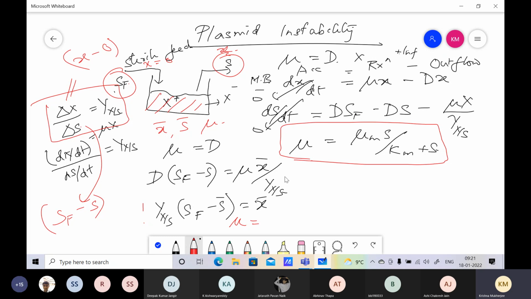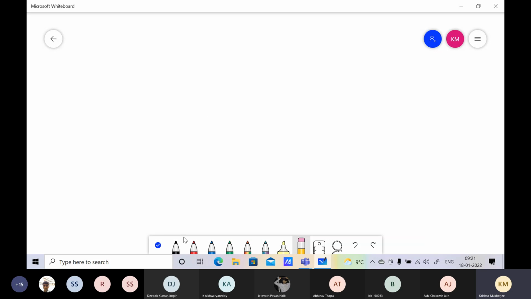So this is all familiar stuff to you. This is just a revision. So I can quickly remove this. All of you are familiar with this? Yes, sir. Yeah. So, now what happens with plasmid containing cells?